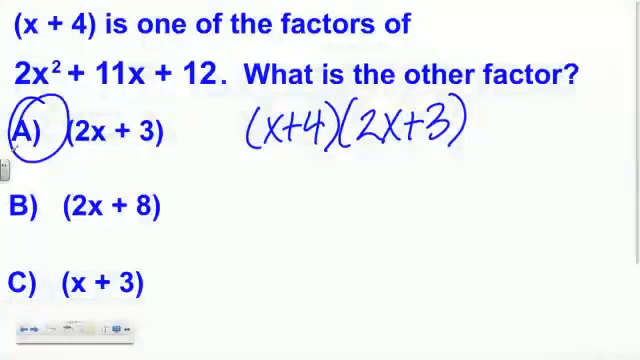So let's look back at our problem. We can go ahead and circle the answer. For this one, it is A. So if you got A, you got that one right.